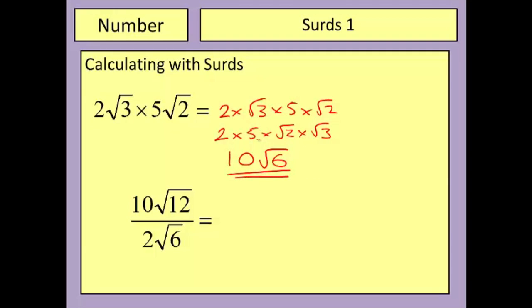A nice easy way of doing this is just to remember that I can actually deal with the integers separately and then the surds separately. In this example, 10 root 12 divided by 2 root 6, well, 10 divided by 2 is 5, and root 12 divided by root 6 is root 2 to give me my answer.